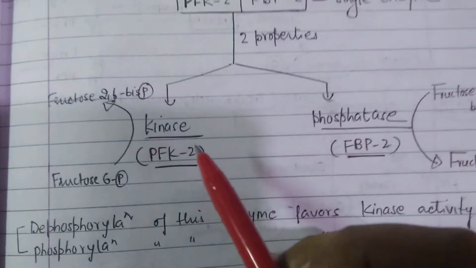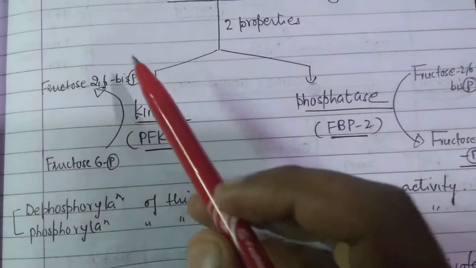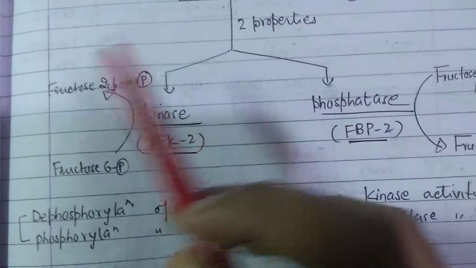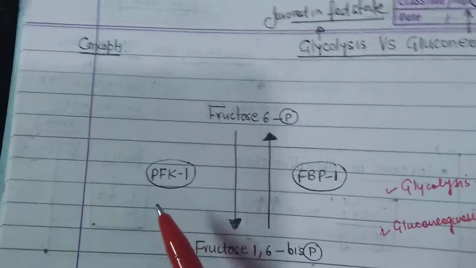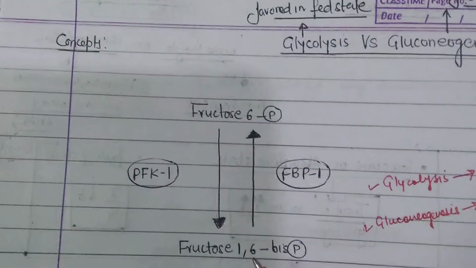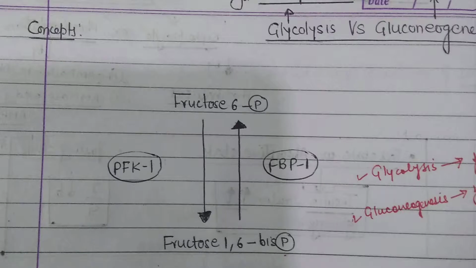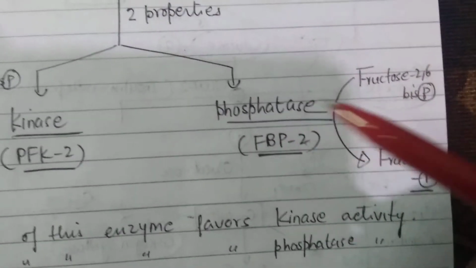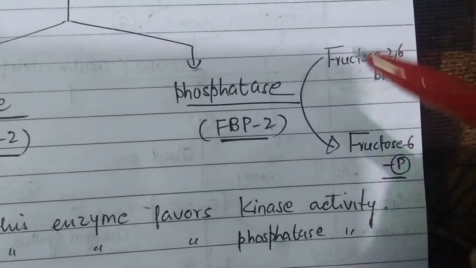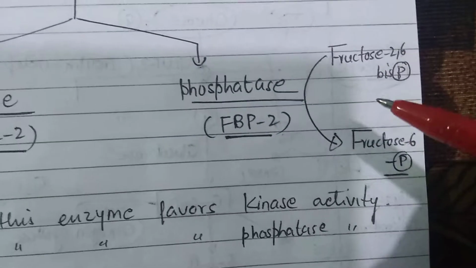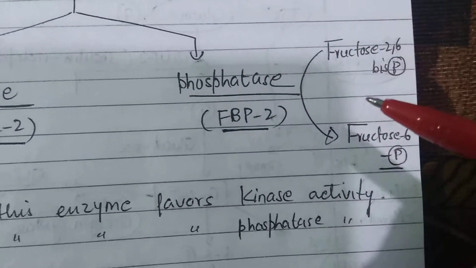And that is why, if you understand again, you will see that when kinase is active, fructose 2,6 bisphosphate is produced more. So fructose 2,6 bisphosphate will cause activation of PFK1, which will cause fructose 6 phosphate to convert into fructose 1,6 bisphosphate. The opposite occurs during the glucagon dominated phase. When phosphatase is active, more fructose 6 phosphate is produced, and less fructose 2,6 bisphosphate is present in the cell, and this will cause a relative inhibition of PFK1.